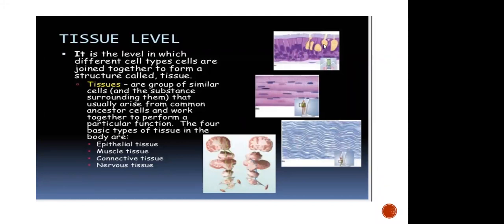First picture, it is about epithelial tissue. Second picture, it is about muscle tissue. And third picture, this is connective tissue. The last picture is about nervous tissue. Connective tissue connects the different organs and coordinates the different organs. The same way, nervous tissue.